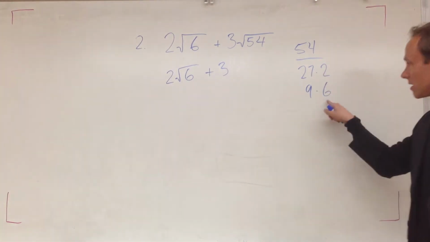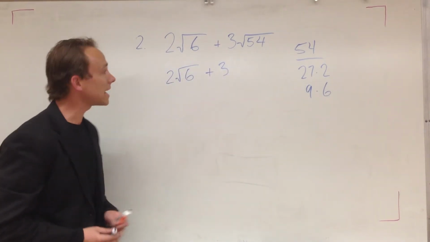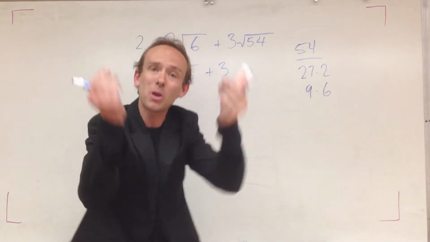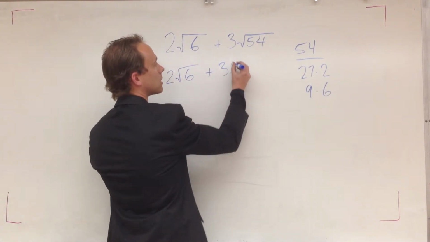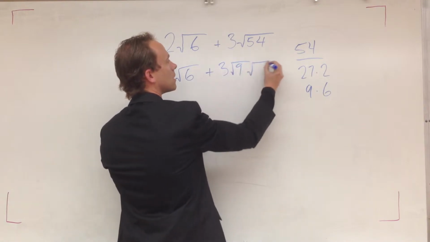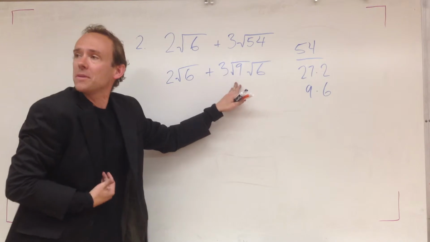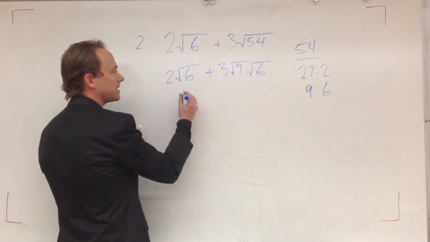Oh, yeah, I think we got something. And I'm double excited because one, it's got a 6, and two, it's got a 9. And 9 is a perfect square. Look. So, I know a little something about the square root of 9. I know it equals 3. So I'm going to show that now.